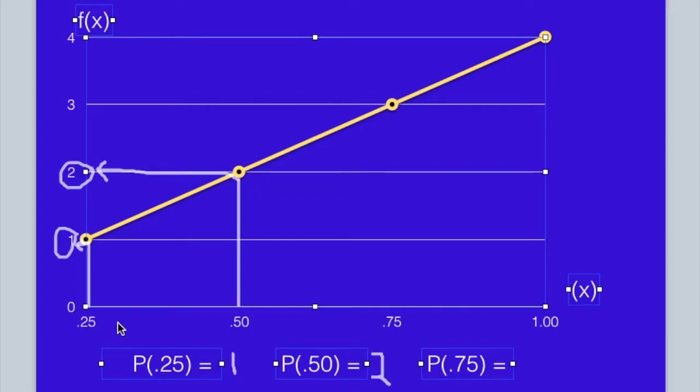Then 75. Where's 75? Oh, right here. P at 75 means we go to the 75 cents on the horizontal. We draw a line straight up to the function. When we get to the function, we hang a left and we speed over to the vertical axis. And when we get there, we'll notice that we have 3. That means P at 75 is 3.